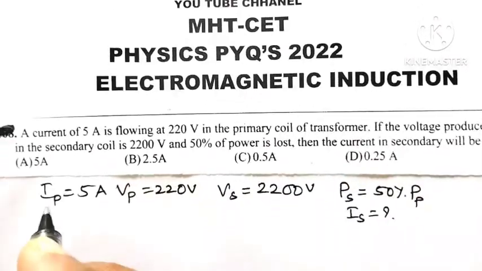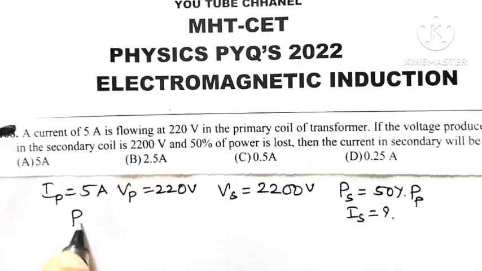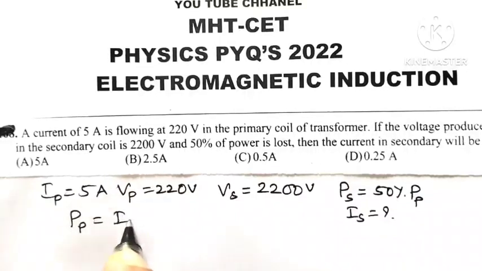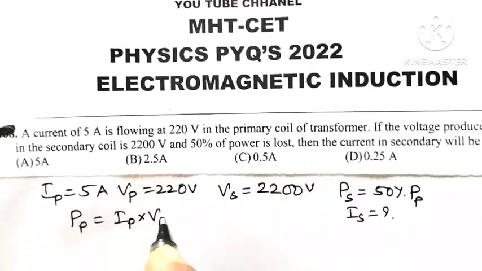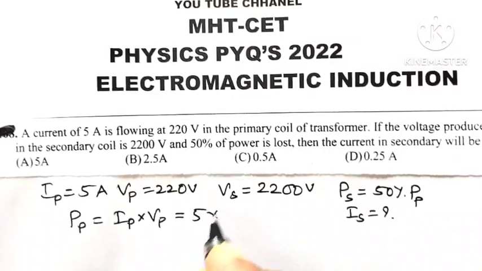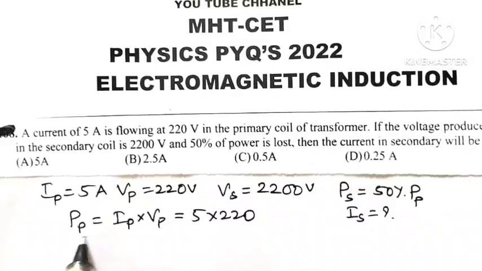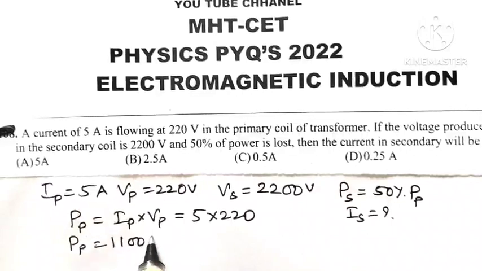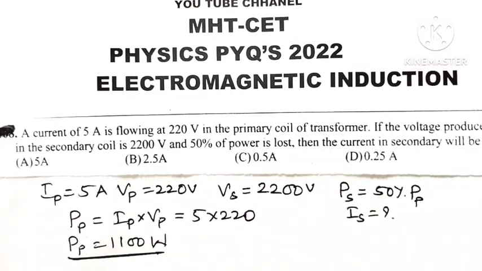Now primary power is equal to primary current multiplied by primary voltage. What is the primary current? Primary current is 5, primary voltage is 220. So primary power is equal to 1100 watt. Primary power is equal to what? 1100 watt. Now we know that secondary power, it was given, it is 50% loss.